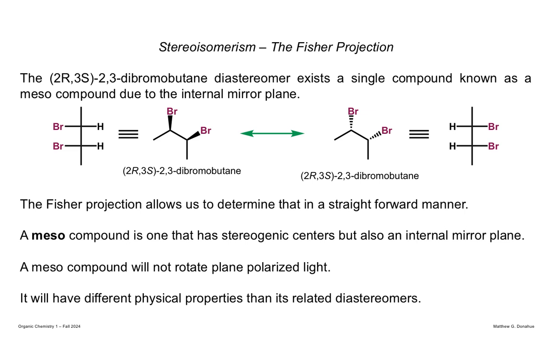And so this is where the Fischer projection pays off, is that other set, which is the identical compound. When you draw it, convert it into the Fischer, you can see that mirror plane pretty easily. So there's the internal mirror plane right there.